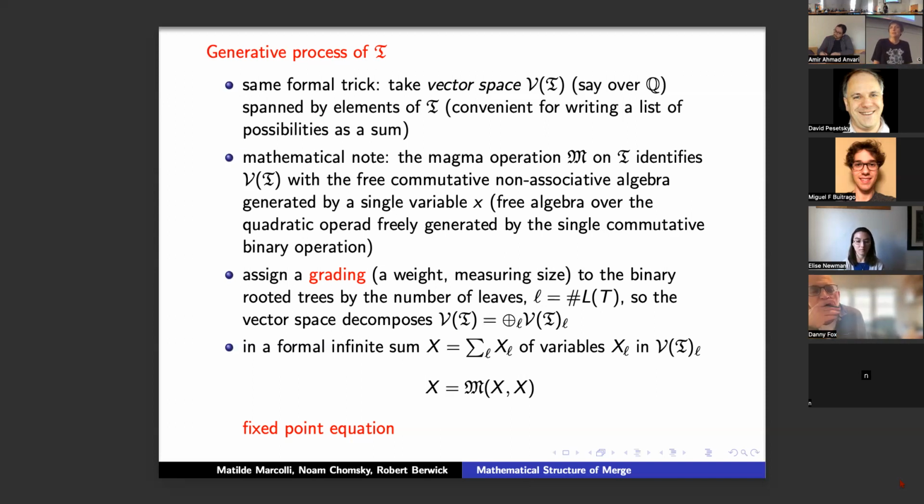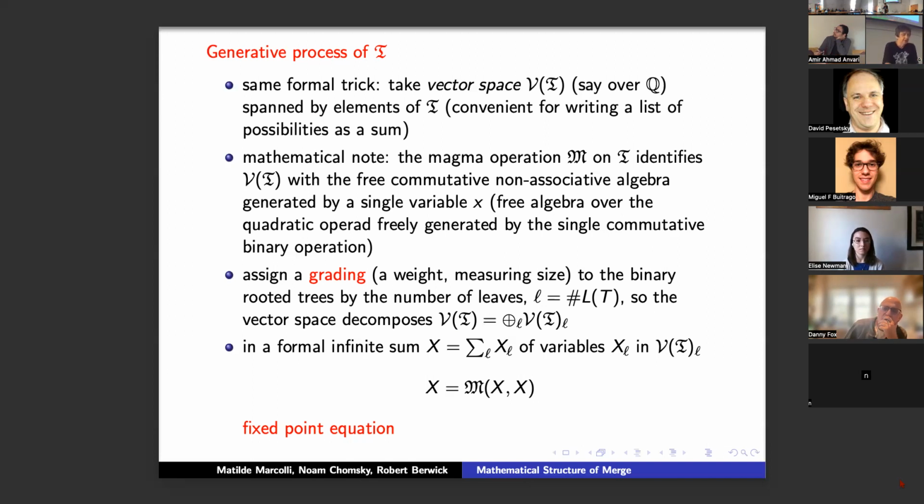So from the mathematical point of view, this is a fixed point equation because you have a transformation, this quadratic transformation that takes x to m of x with itself. And you want to look at where x comes back to itself. So if I can give you an x which is a solution to this equation, this is a fixed point of this merge operation.